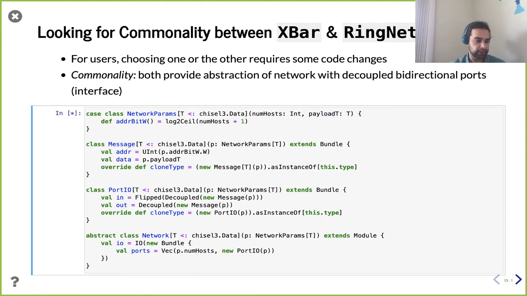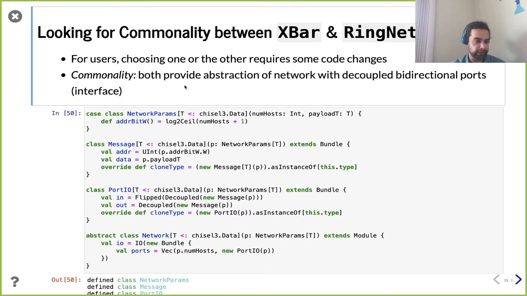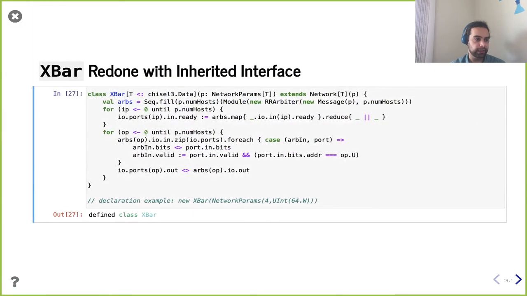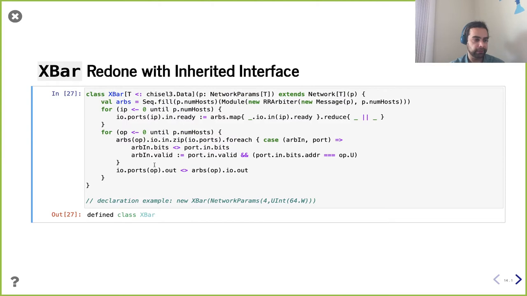So cool, this is our refactoring there. So let's go ahead and see how this looks when we apply this to our crossbar, for example, right? So now our crossbar gets even simpler still, right? We extend the network, and because network is an abstract class rather than a trait, we can pass it parameters, such as the parameters we were given.